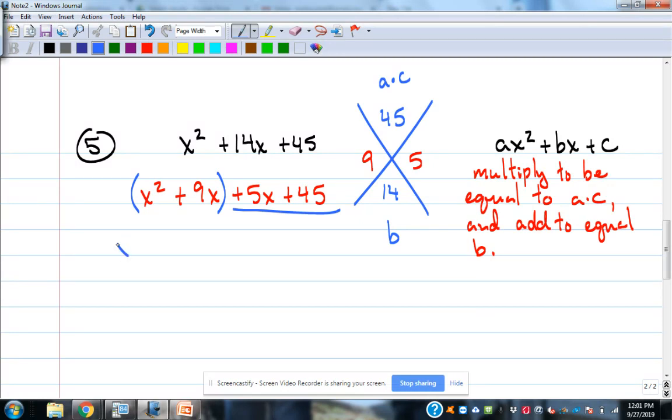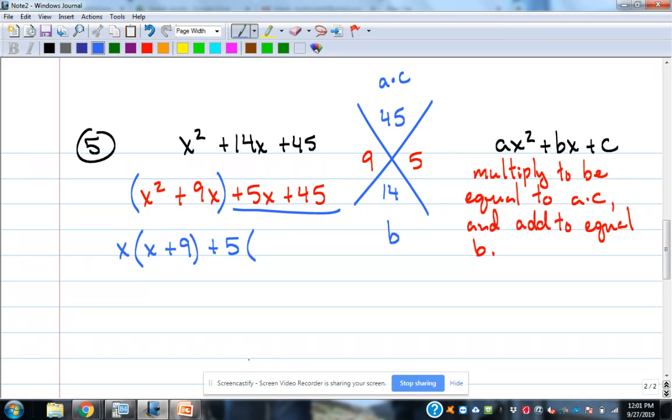X. And then what would be left in the parentheses there? X plus 9. What's the GCF of the second pair? What kind of 5? It's a positive 5, so it's plus 5. Don't leave that sign out. Most people miss this stuff because they'll forget to put that sign there.